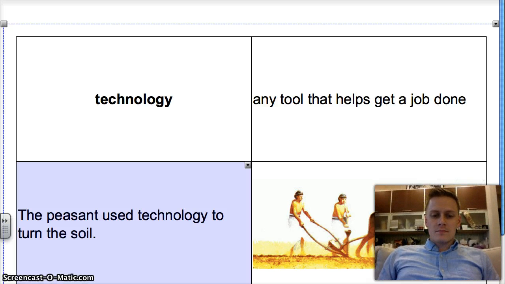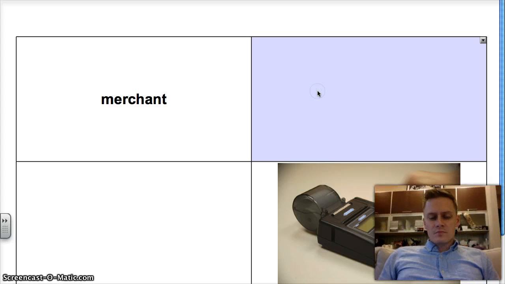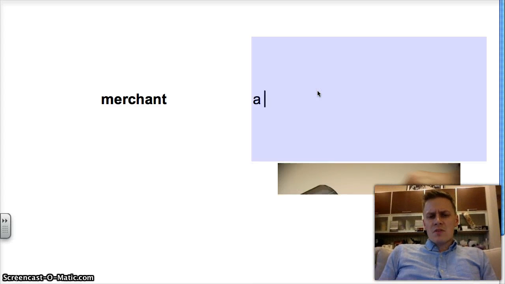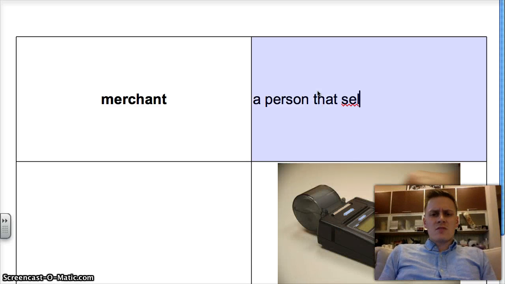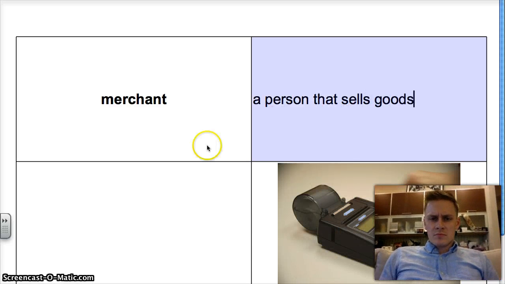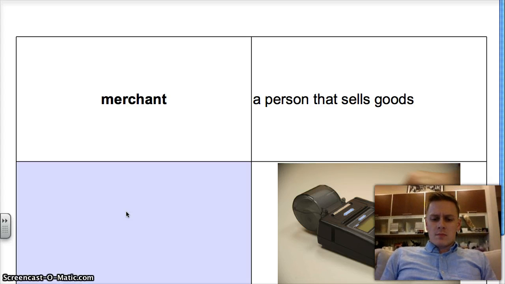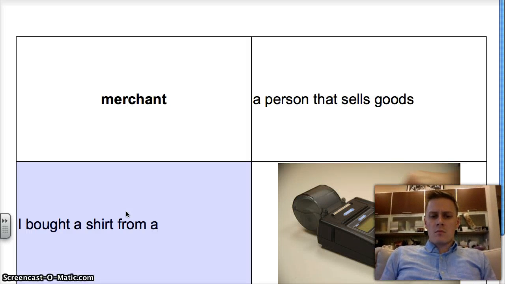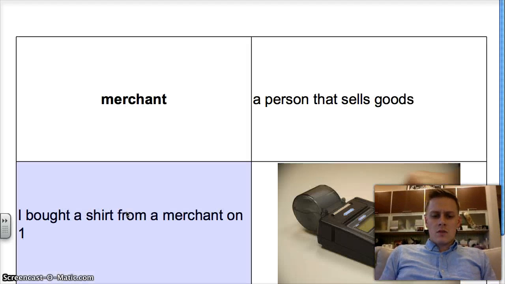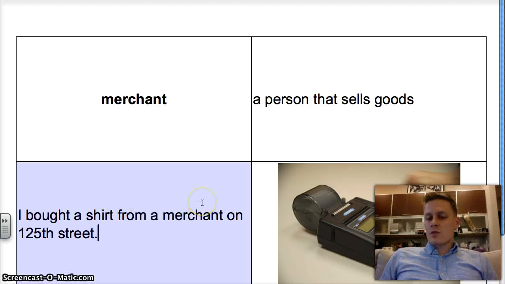Let's keep this going. Next up is a merchant. Merchant is a person that sells goods. All right, if I were going to do a sentence for this, I would say, I bought a shirt from a merchant on 125th Street. All right, so a merchant is just somebody that's selling something.